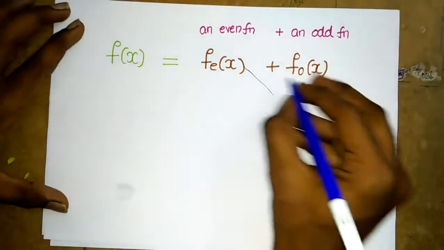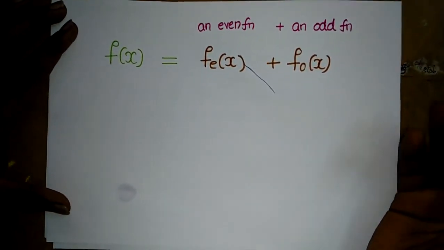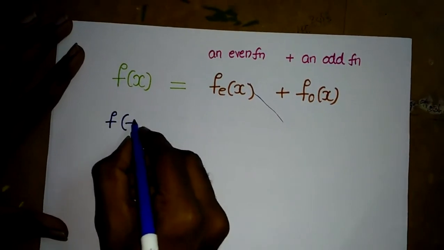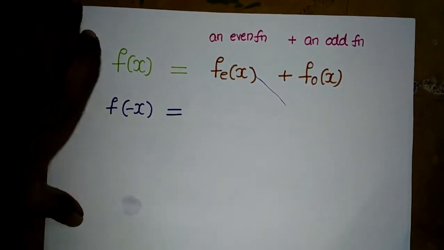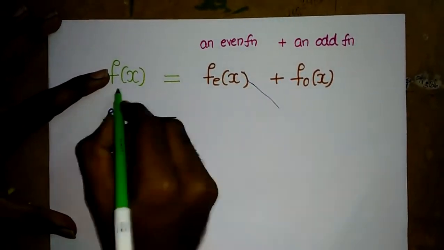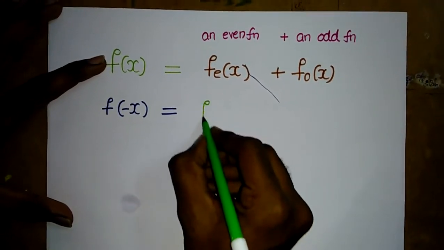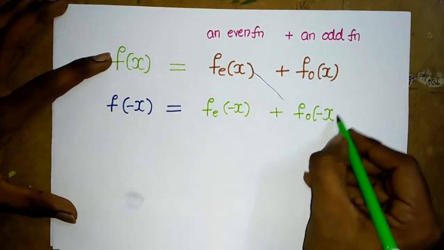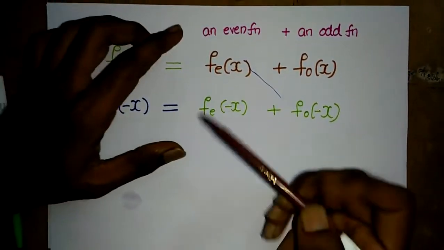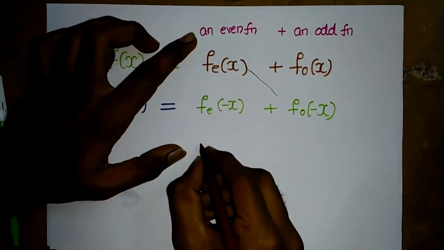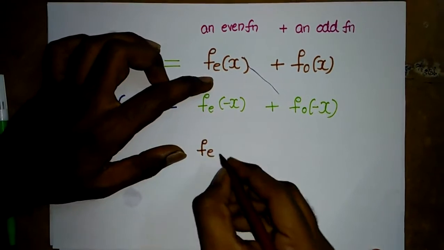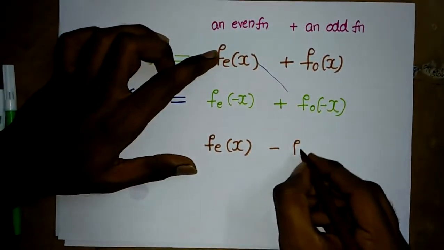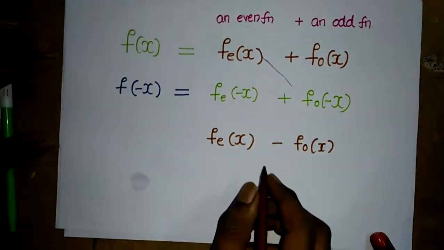We don't know what these guys are exactly now, but we'll figure them out soon. But it is very natural to think that these guys depend on f of x, right? Let me find what is f of minus x. How do you do that? Wherever you see x in the above equation, just replace it with minus x. So f sub e of minus x plus f sub o of minus x. But because f sub e of x is an even function, by definition f sub e of minus x is going to be f sub e of x, and f sub o of minus x is going to be minus f sub o of x, because f sub o of x is an odd function, right?